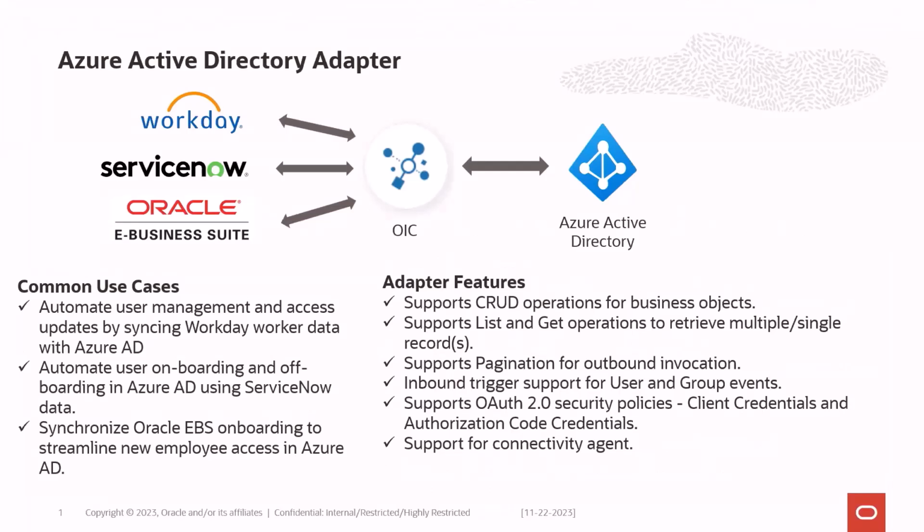So it supports CRUD operations for all the business objects, and it supports list and get operations to retrieve multiple or single record, and it supports pagination feature for the outbound invocation, mainly for the export, and it also supports the inbound trigger for user and group events, and it supports OAuth 2.0 security policies, client credentials, and OAuth code credentials grant types, and it supports connectivity agent.